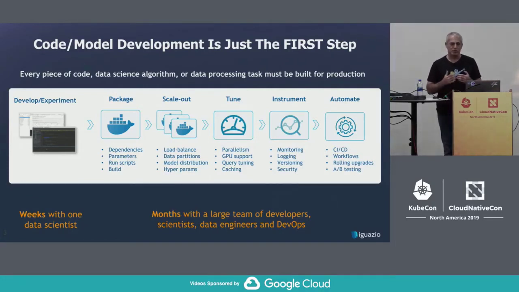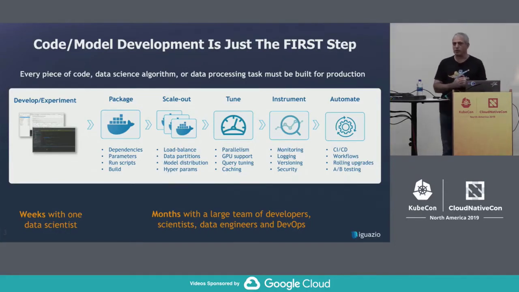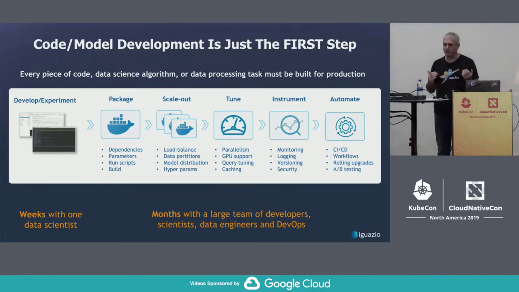How do we embed GPU support into those same code? How do we cache elements so that we don't go over and over to a database? How do we tune our queries to be more efficient, and et cetera? And then we need to think about instrumentation. Instrumentation means starting to do logging and monitoring and maybe versioning of our code and Git and all that stuff.